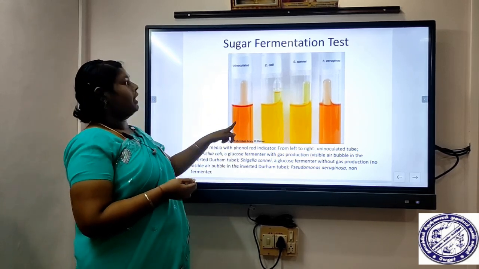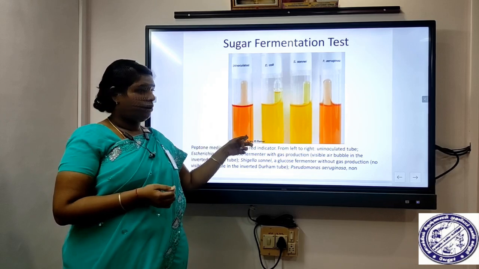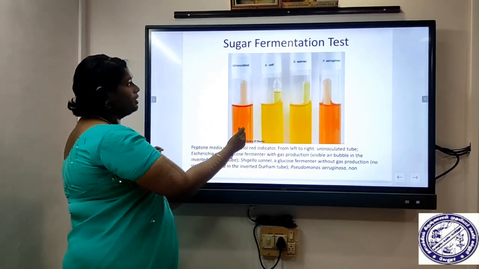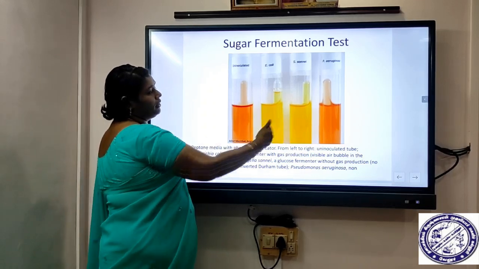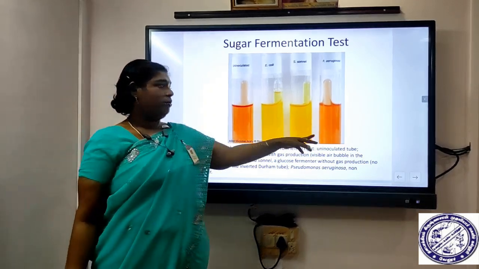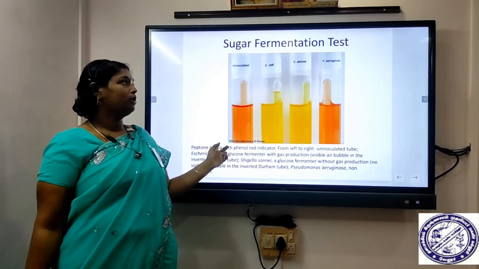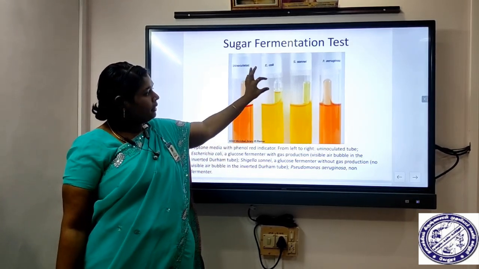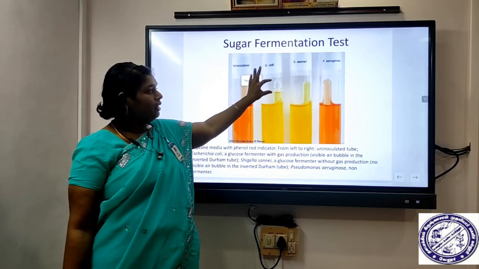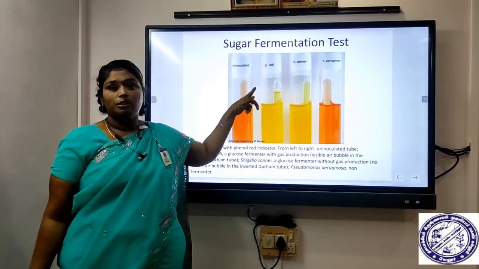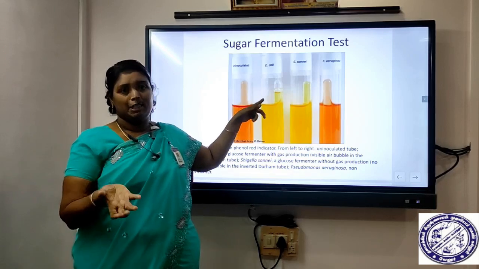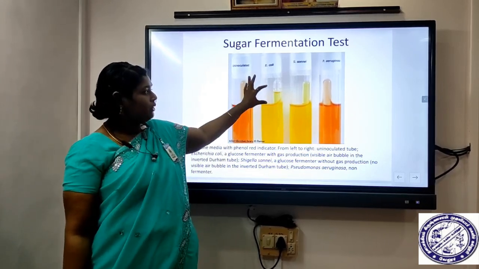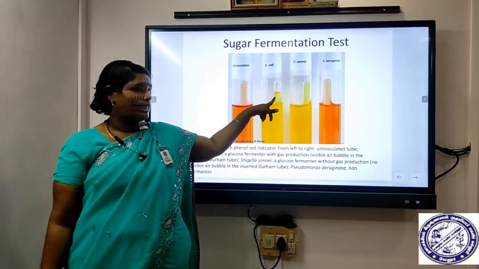Okay, so first thing is the uninoculated tube. So this is the control medium, and the next 3 tubes are the inoculated medium. First thing is E. coli, second thing is Shigella, and third one is the Pseudomonas. So Pseudomonas is negative for the glucose fermentation. See, in E. coli there will be a gap formation, that is a bubble formation. So this is to show that it is gas production. So the medium contains gas. The empty gap produced in the Durham's tube is nothing but the gas production.